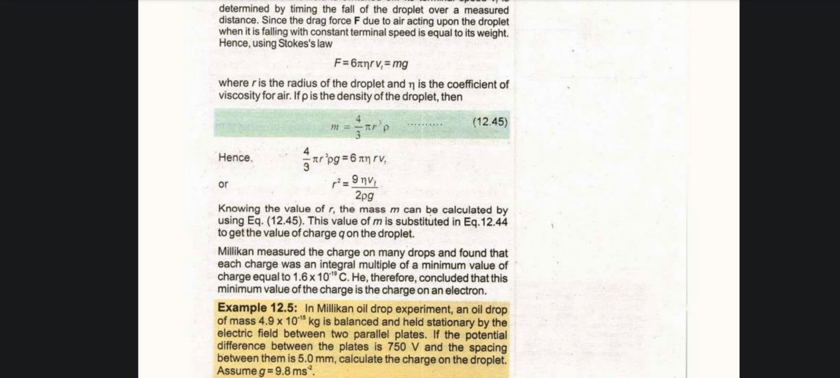Millikan measured the charge on many droplets and found that each charge was an integral multiple of a minimum value of charge equal to 1.6 times 10 raised to the power minus 19 coulomb. He therefore concluded that this minimum value of the charge is the charge on an electron.